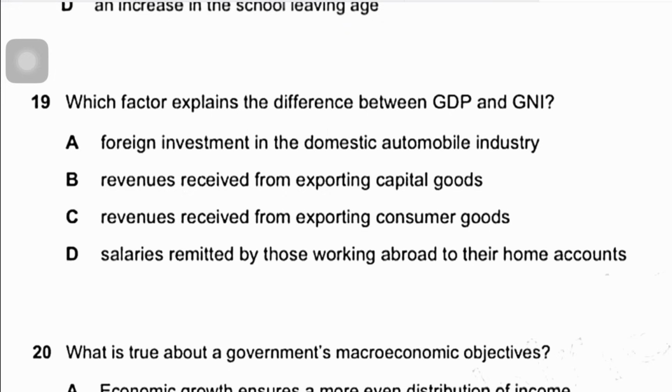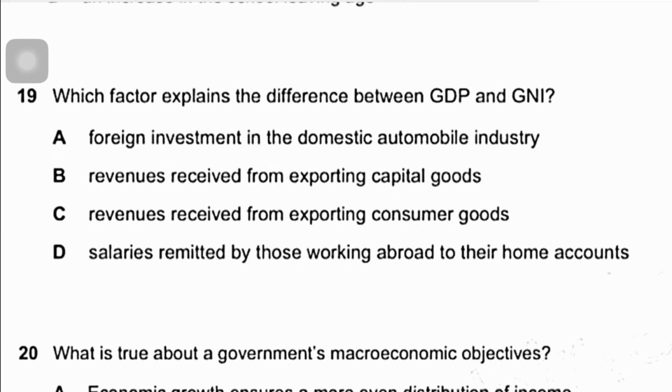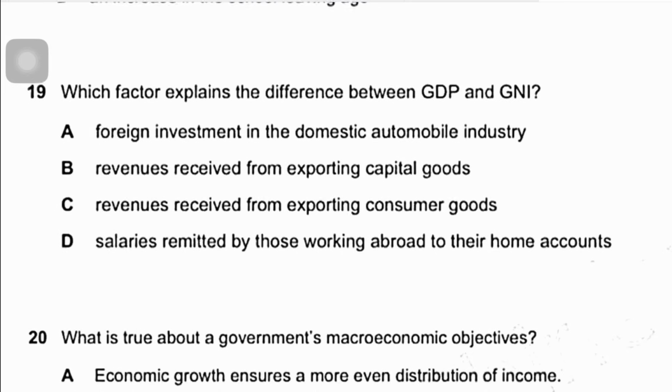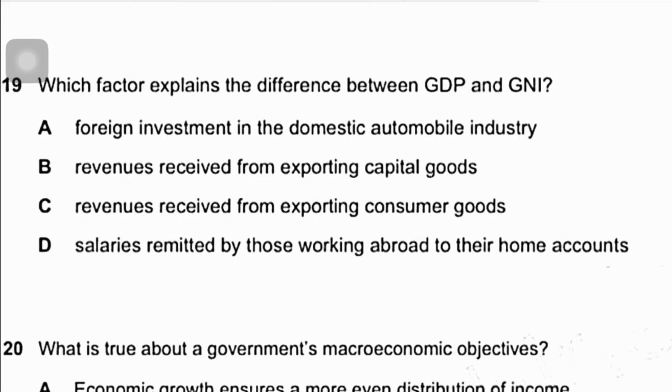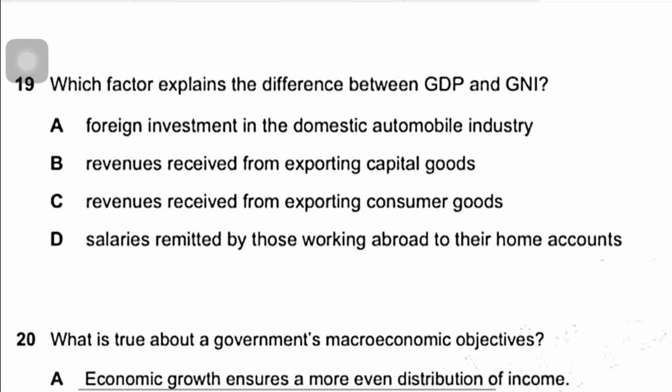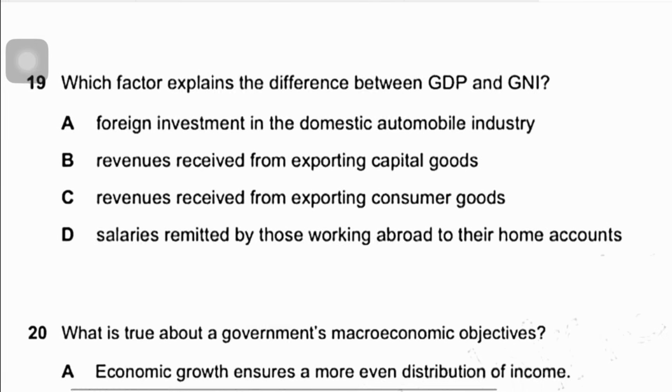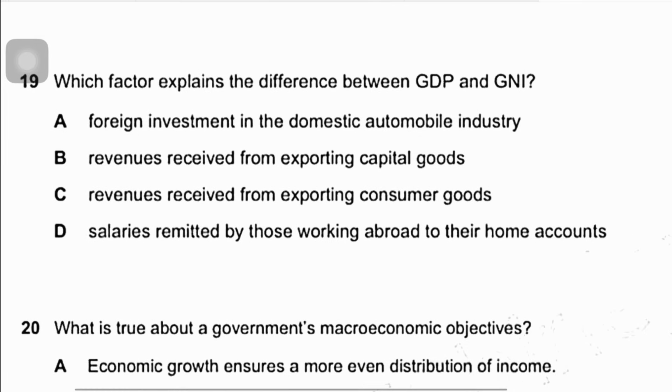And so it follows that if you look at option A, options B and C are totally incorrect, but there's a confusion generally among students between A and D. Now, if you look at option A, it says foreign investment in domestic automobile industry. So let's say we're talking about Pakistan, and a Japanese company invests in Pakistan and sets up an automobile industry.